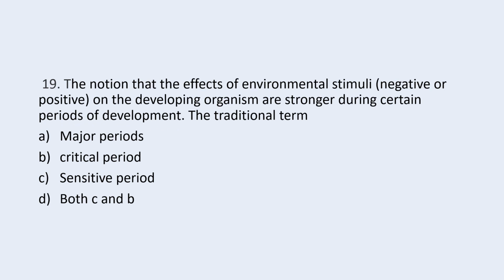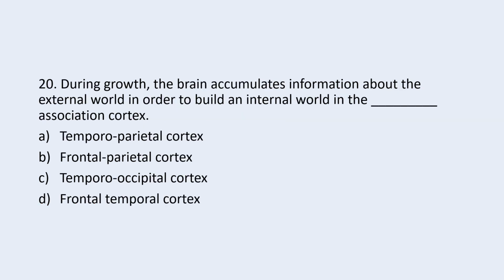19. The notion that the effects of environmental stimuli, negative or positive, on the developing organism are stronger during certain periods of development. The traditional term for this notion is both C and B, which means critical period and sensitive period. During growth, the brain accumulates information about the external world in order to build an internal world in the dash association cortex, in the temporal cortex.